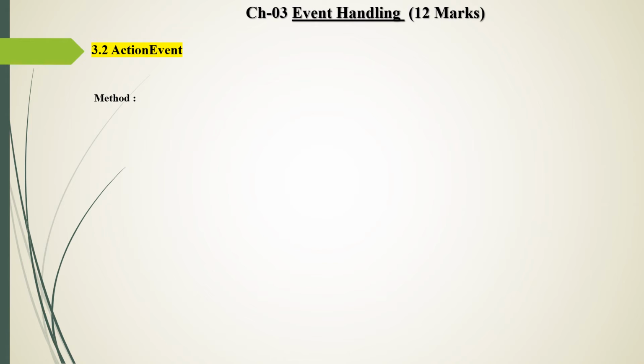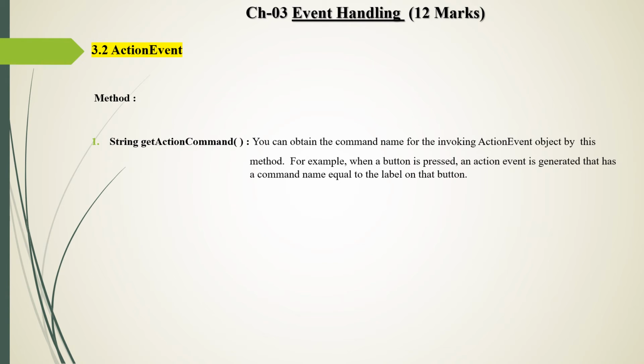Then we see the methods of action event class. First method is getActionCommand. This method returns a string value, and this method does not have any parameter. You can obtain the command name for the invoking action event object by this method. For example, when a button is pressed, an action event is generated that has the command name equal to the label on the button.